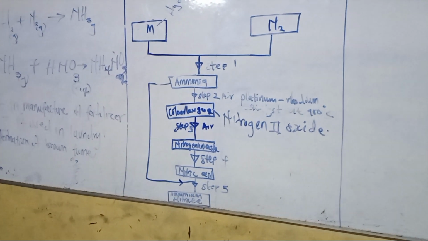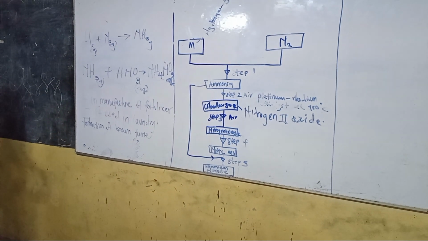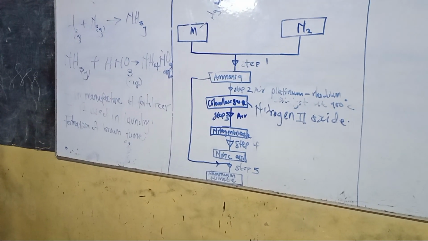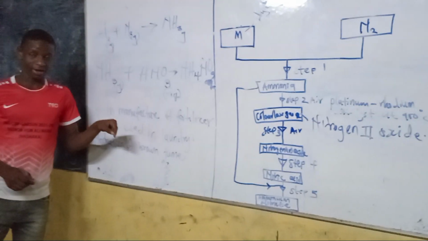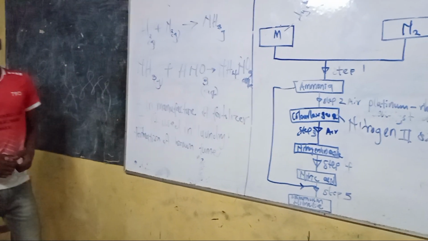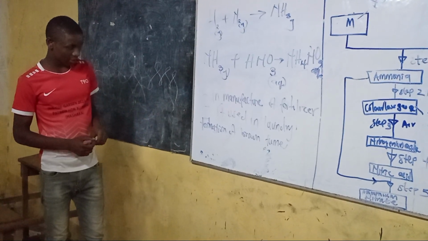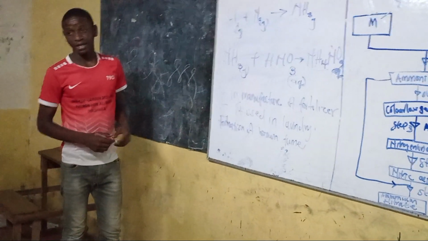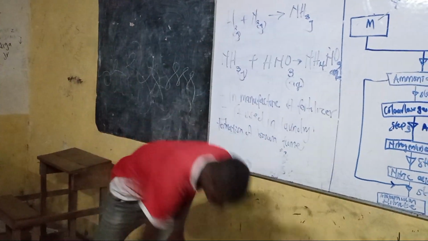There will be formation of brown fumes. This is due to the oxidizing of sulfur by concentrated nitric acid, and the nitric acid itself will be reduced to form nitrogen 4 oxide.